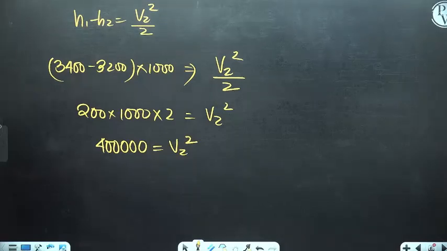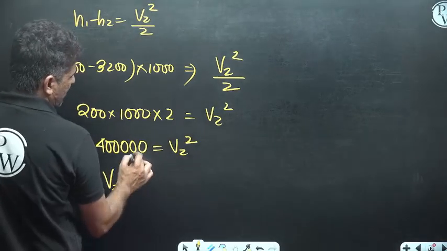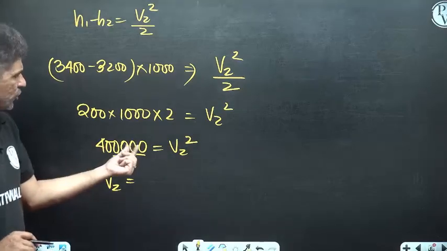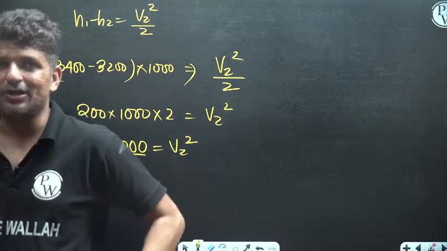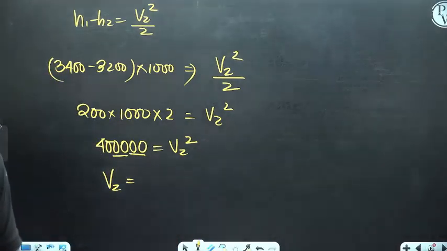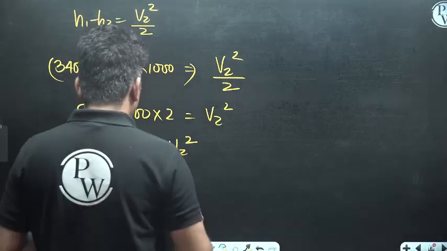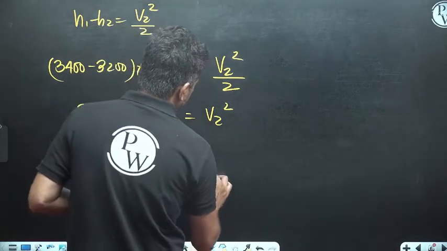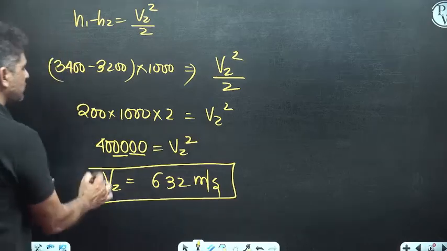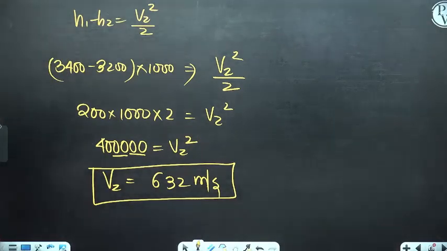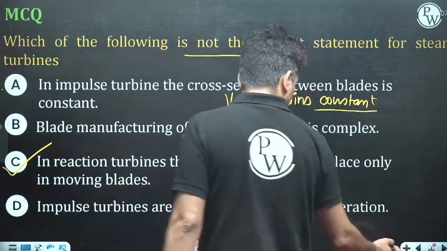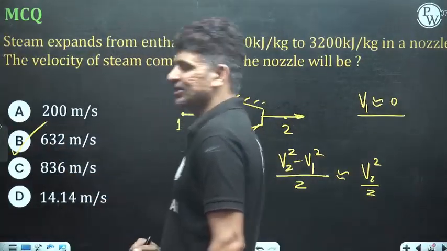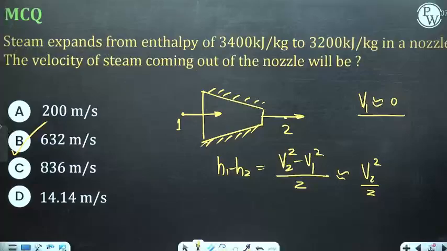Is it clear? So now you see that the velocity V2 will be equal to square root of 40 times 10 to the power 4, which is equal to 632 meter per second. Understood? Yes or no? Is it clear? So the velocity will be coming out as 632 meter per second. So option number B will be correct. Okay, this was again a very easy question.